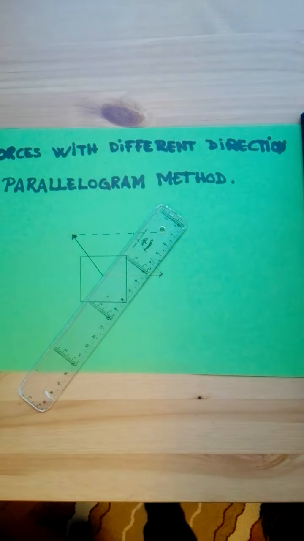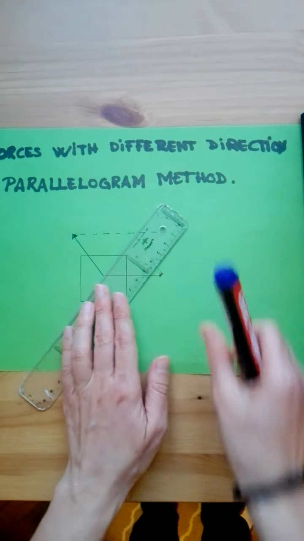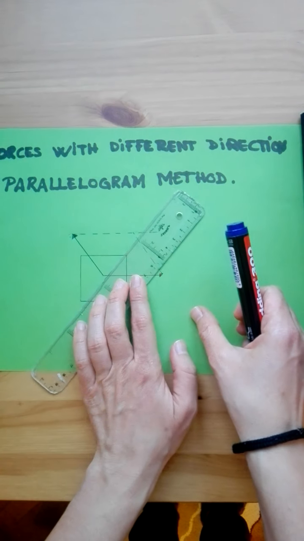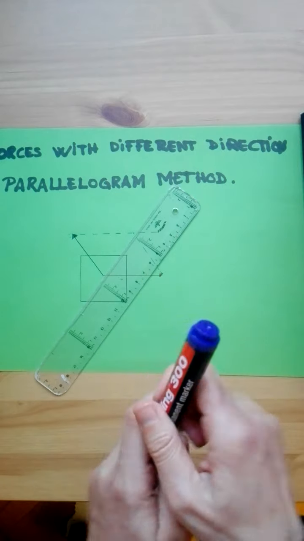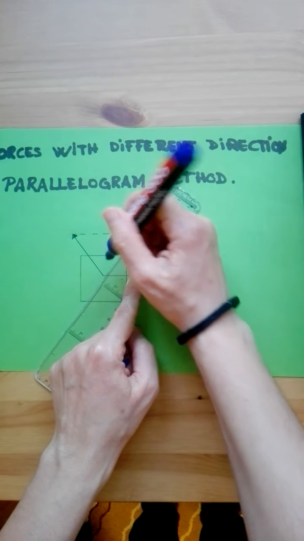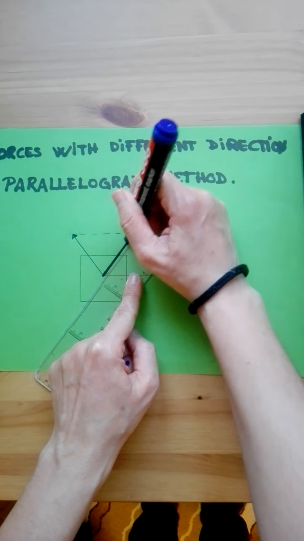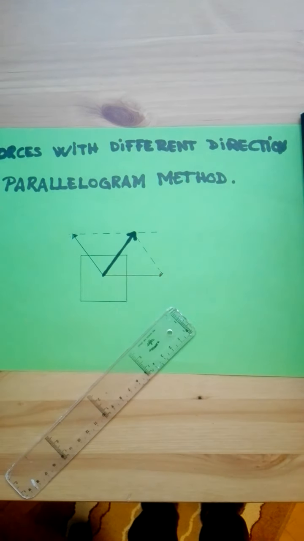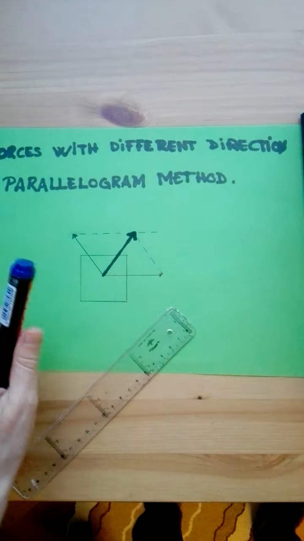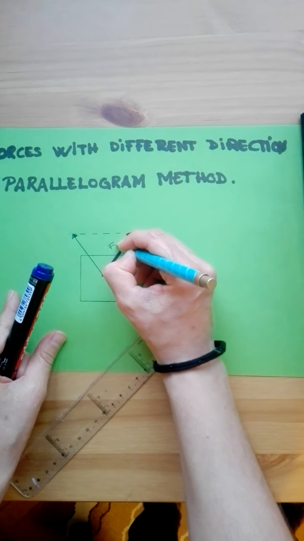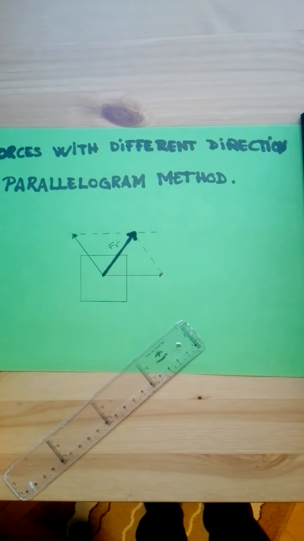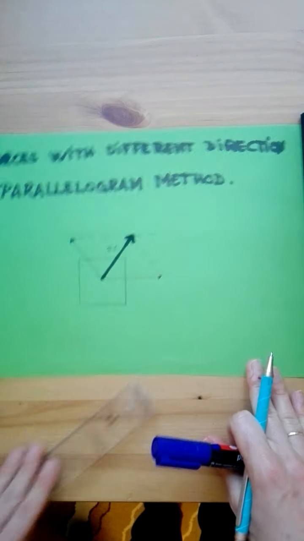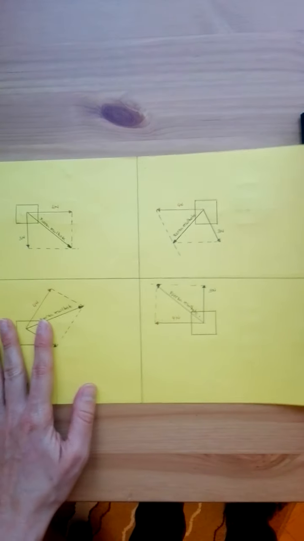How do we draw the diagonal of this parallelogram? From the origin of the vectors to the other edge of the parallelogram, we have the resultant force. That is the resultant force. Okay, let's see another example, because I know this is not that easy to understand and you need to practice more. For example, here we have another example.